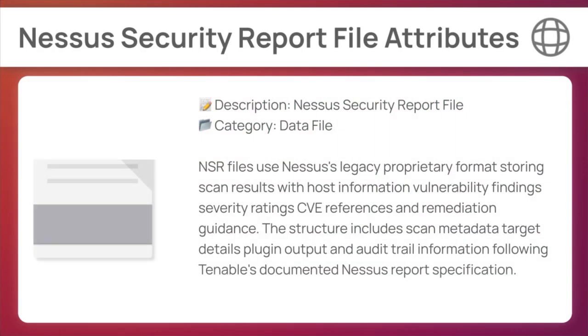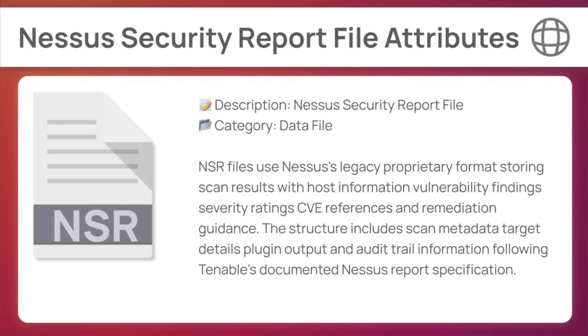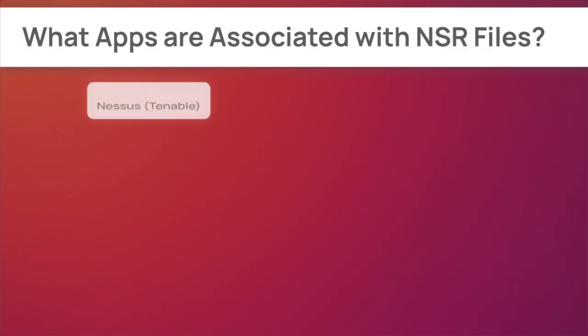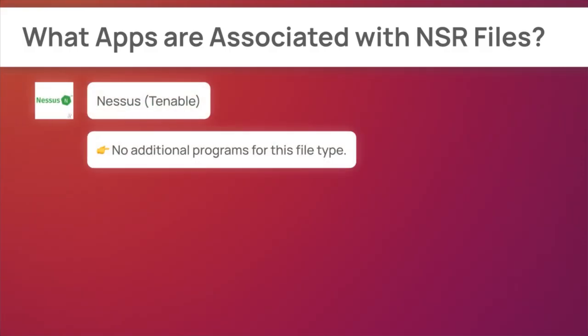NSR files use Nessus's legacy proprietary format, storing scan results with host information, vulnerability findings, severity ratings, CVE references, and remediation guidance. The structure includes scan metadata, target details, plugin output, and audit trail information following Tenable's documented Nessus report specification. When viewing the file metadata, the NSR shows a direct link to Nessus from Tenable.